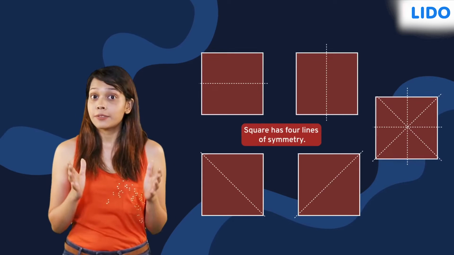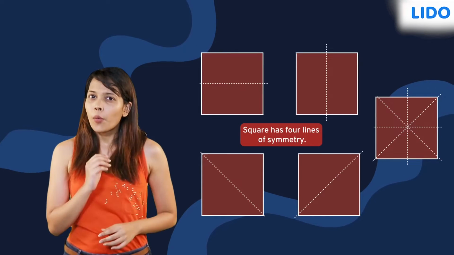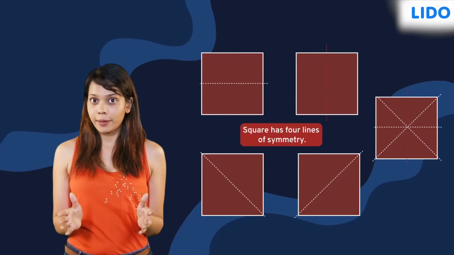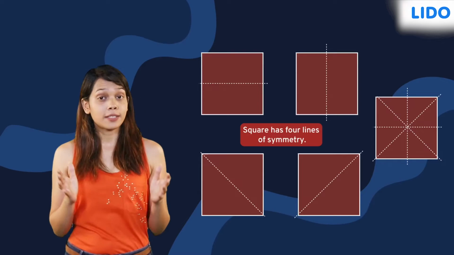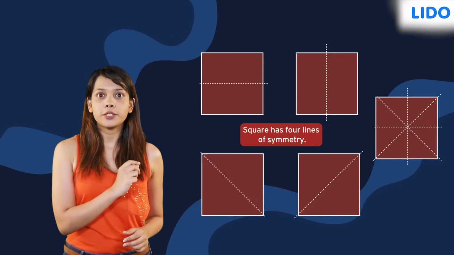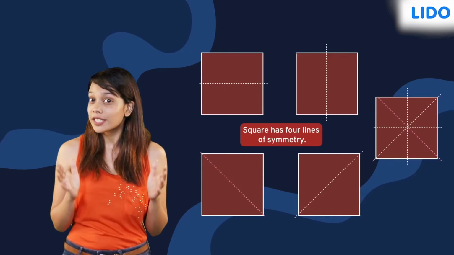So a square has four lines of symmetry. One line of symmetry runs vertically, another line of symmetry runs horizontally, and two lines of symmetry run along each diagonal. I'm curious to know how many lines of symmetry a rectangle has.